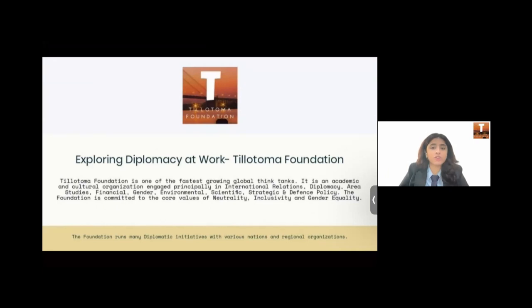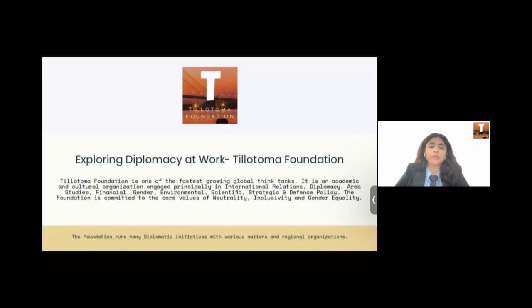Through our research, advocacy, and engagement initiatives, the foundation seeks to foster dialogue and collaboration among nations, businesses, and civil society. And one of the key areas where we excel is in promoting diplomatic efforts for sustainable development and global governance. And also, we are very neutral, very inclusive, follow gender equality by heart, and we have almost more than 90% of women working in the foundation.